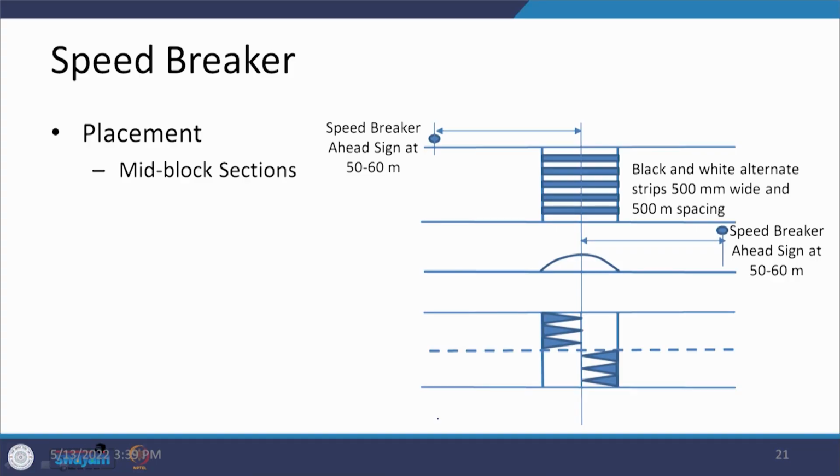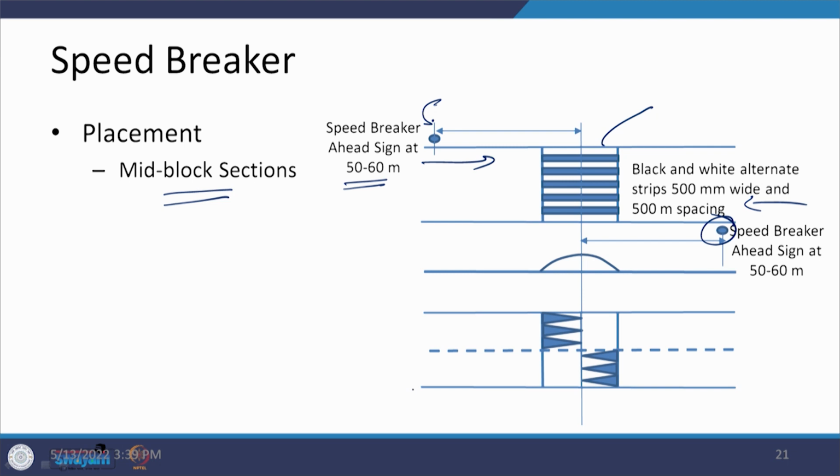Now, the next thing we should look at is the placement of these speed breakers. What you can see is a mid block location, where traffic is moving in either direction. We have provided a speed breaker here, and there is a sign at a distance of 50 to 60 meters from the speed breaker, and this has to be provided on both sides.